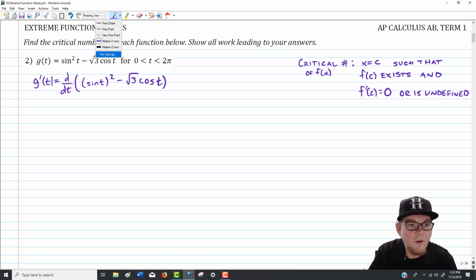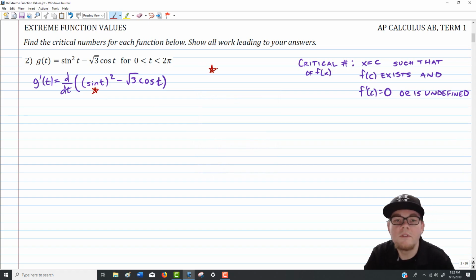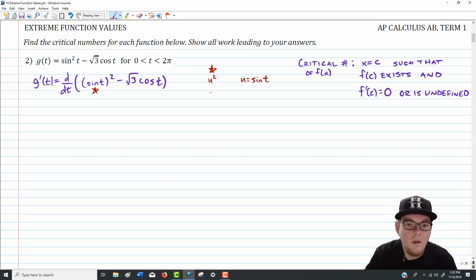While I don't want to spend forever doing all the derivative parts of these kinds of problems, because there will be plenty, I will point out here that this is going to be the most difficult portion of this particular derivative. If we want to do the derivative of sine of t squared, we might look at this as the outside and the inside. The derivative of the outside is 2u, the derivative of the inside is cosine of t, which gives us the derivative we'd be looking for, 2u u prime. In our case, that would be 2 sine of t cosine of t.